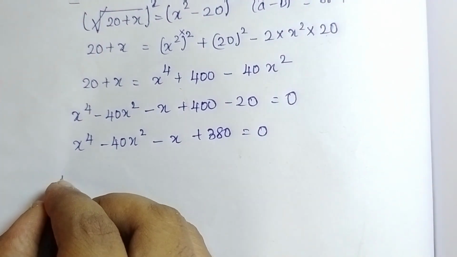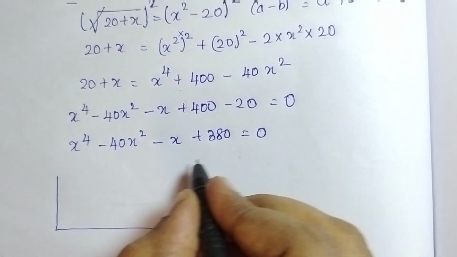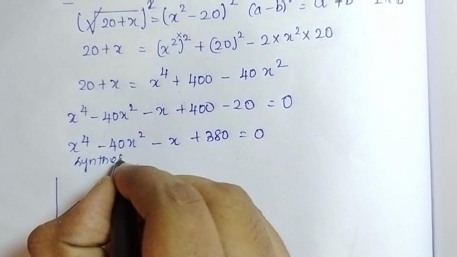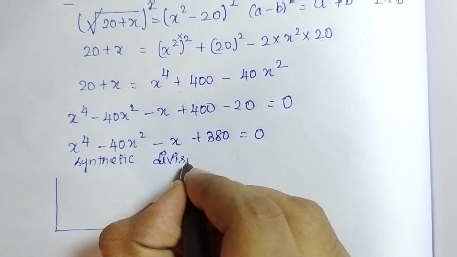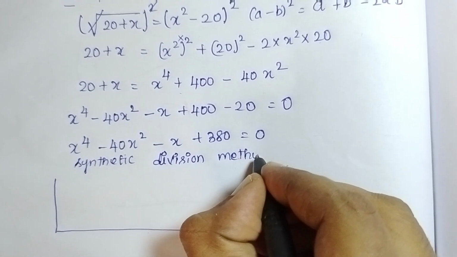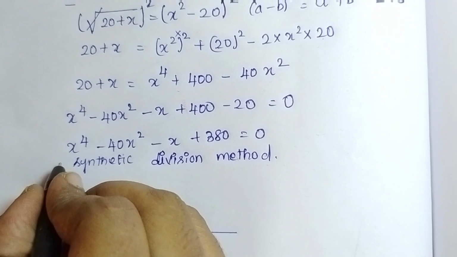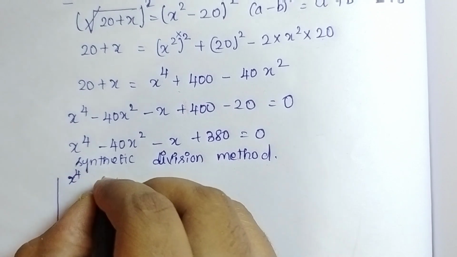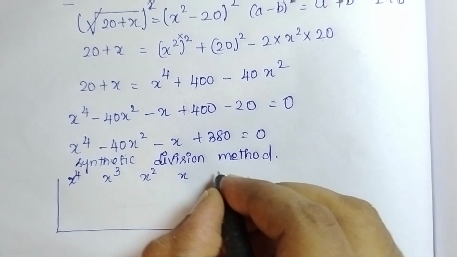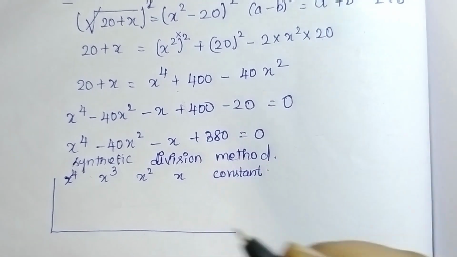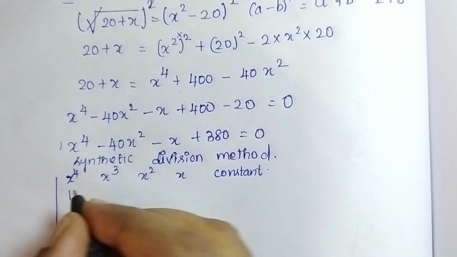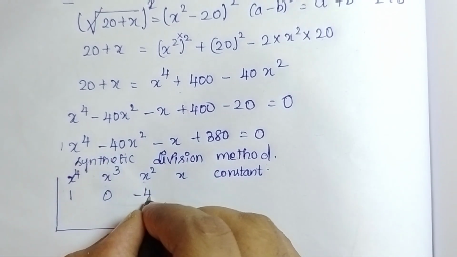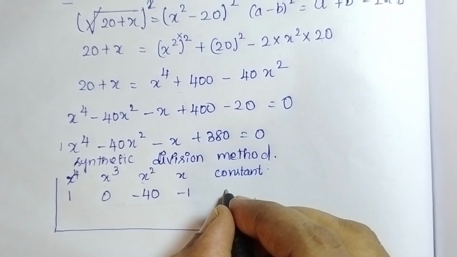So I am going to draw like this. I am going to solve this with a method named synthetic division. If you solve this by the synthetic method, first you need to write the coefficient of x to the 4 here, and x cubed here, and x square, x, and the constant. The coefficient of x to the 4 is 1. The coefficient of x cubed is 0. The coefficient of x square is minus 40, x is minus 1 and the constant is 380.